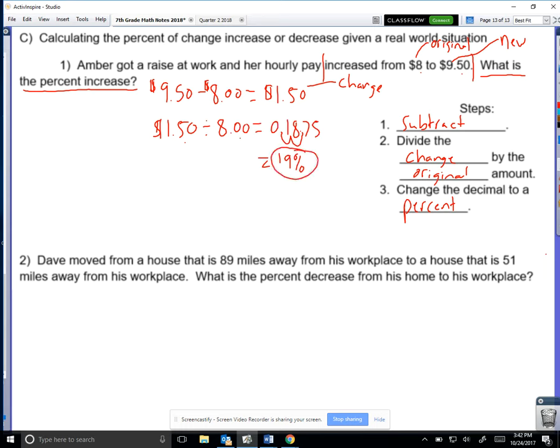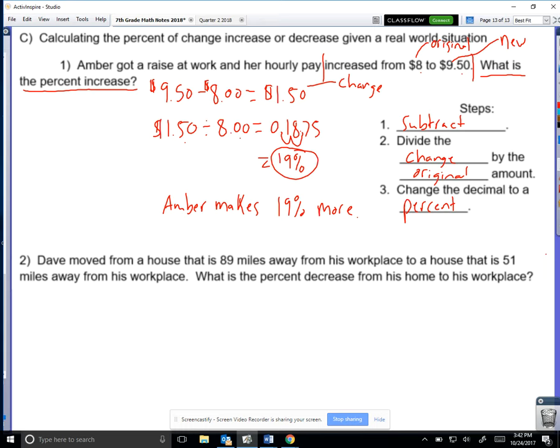19% describes the raise that Amber got. So if we wanted to put that in a sentence, we could say Amber makes 19% more. That describes how much more of a raise she got, 19% more. Congratulations, Amber, making more money.